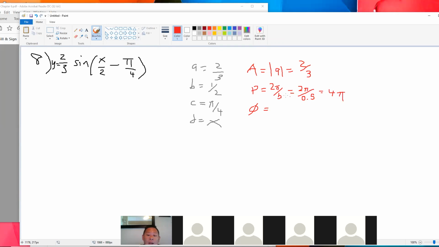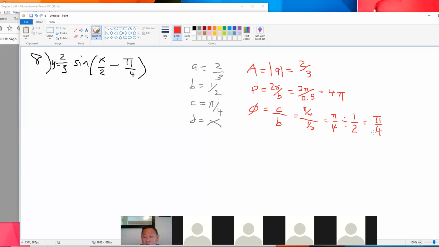Yep. Now, what's the formula for phase shift? It's C over B, right? So C in this case is pi/4, and B in this case is 1/2. Does anyone know how to do a fraction divided by a fraction? Because this is something a lot of students cannot do in my test. Isn't that pi/8? No. So this is pi/4 divided by 1/2, which is the same thing as what? Times 2.